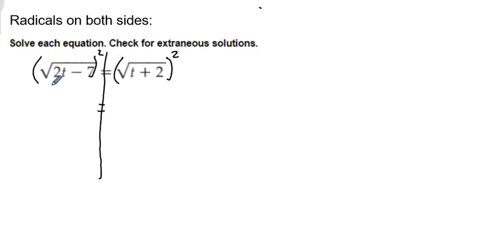When you square this, you get 2t minus 7 over here, and when you square this, you get t plus 2. So this simplifies into a pretty common type of equation that you've worked on many times. Now those radicals are gone, and we're in pretty good shape. Remember, what we always want to do is get to a situation where you have variables on one side, and your constants on the other. Variables on one side, constants on the other.